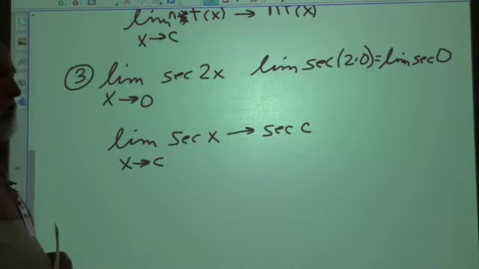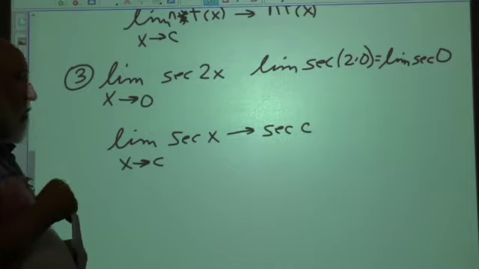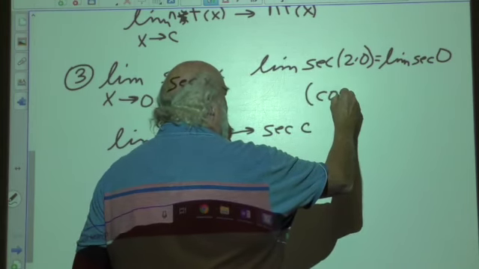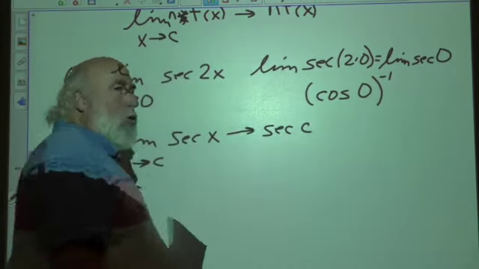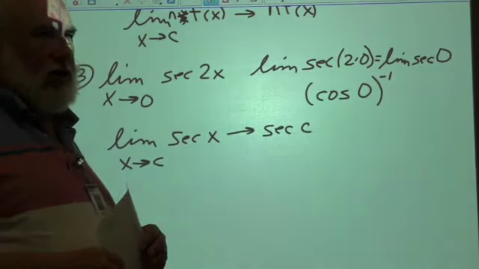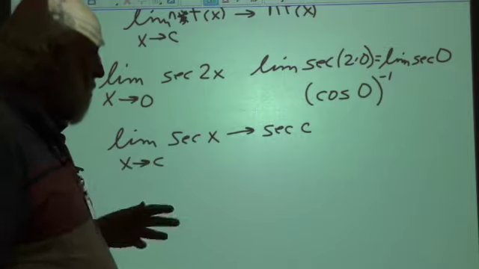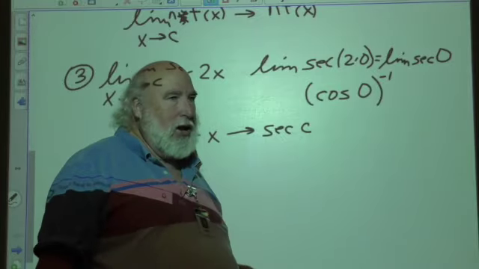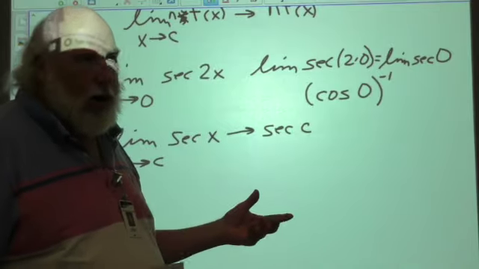Now secant is the inverse of cosine. So if you're going to punch this in your calculator, you hit parentheses, cosine 0, close parentheses, to the -1 power. Don't hit inverse cosine. That means something different. That is when you're trying to find an angle. That's not what we're trying to find here. We're trying to find the value of the secant. So that is a reciprocal of the cosine, instead of an inverse cosine, or arc cosine.